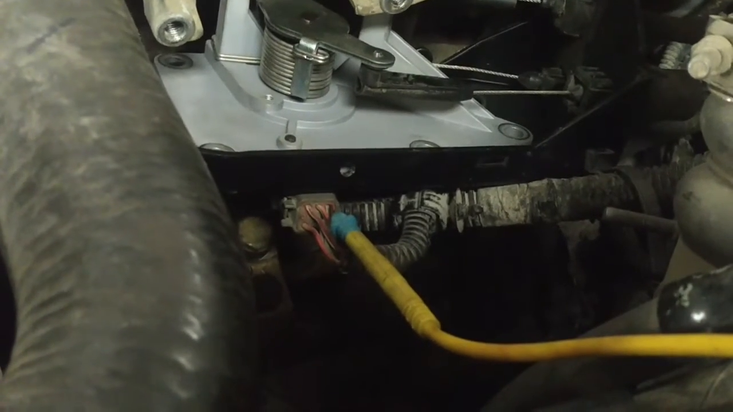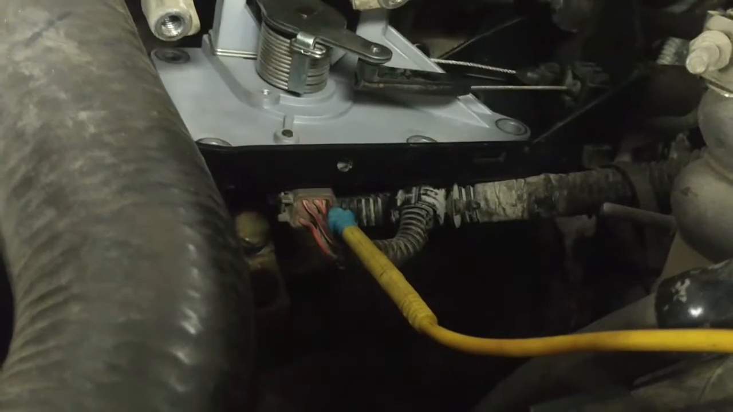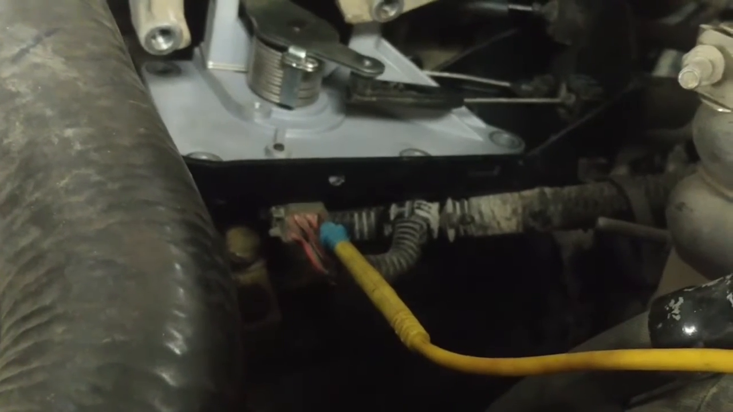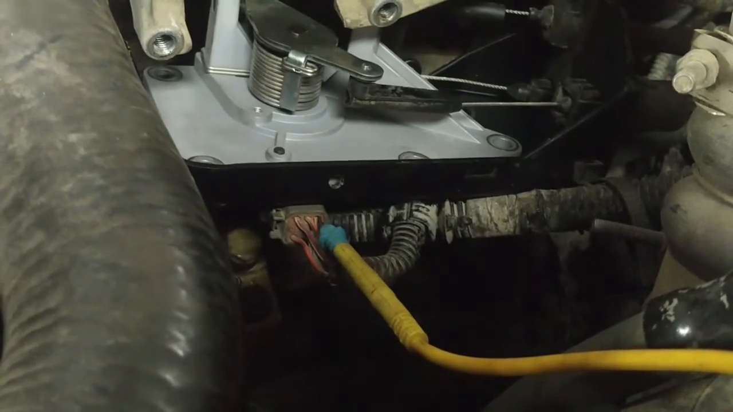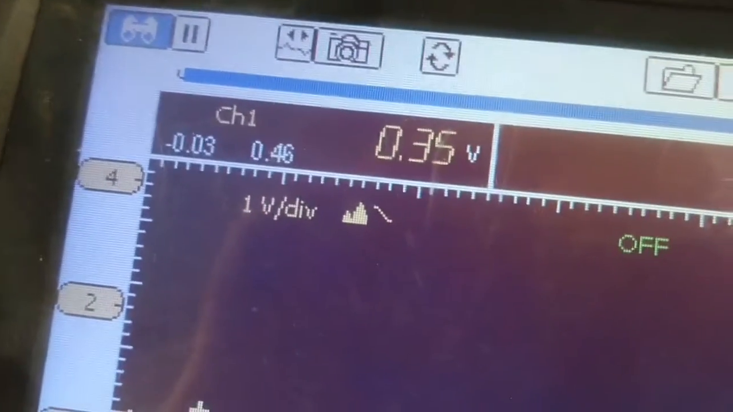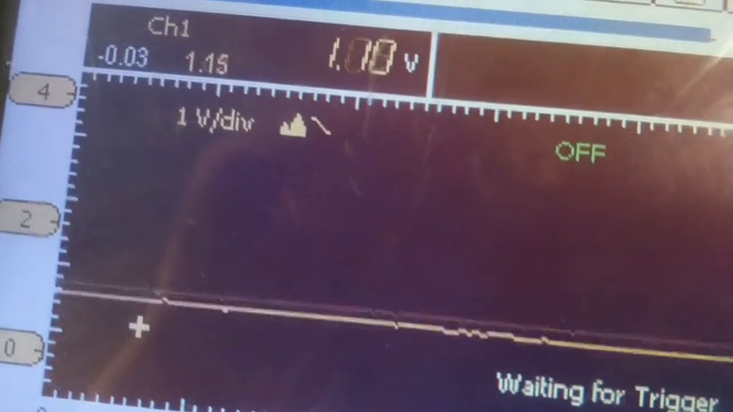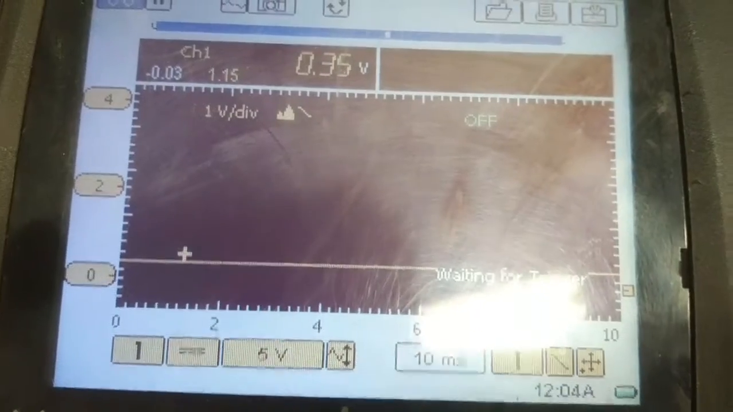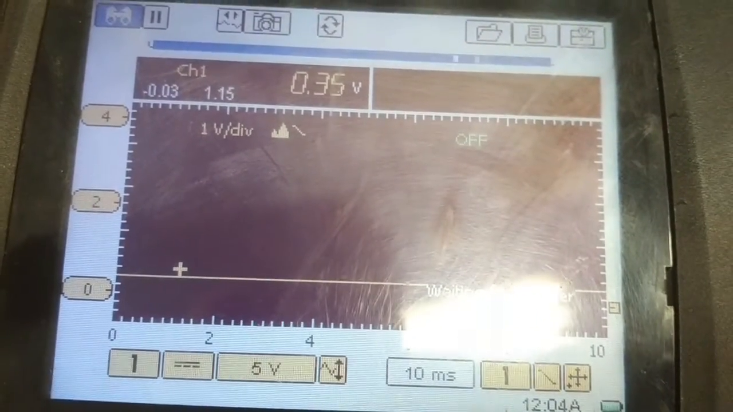Okay, so I'm backpinning the brown-white wire, which is the APP sensor signal going from the sensor to the actual PCM or ECM, and it's sitting at 0.35 volts. And if I open the throttle, step on the throttle, you can see that the voltage rises. So key on, engine off, it's pretty clean, but we're going to start it up and have a look at it at an idle.